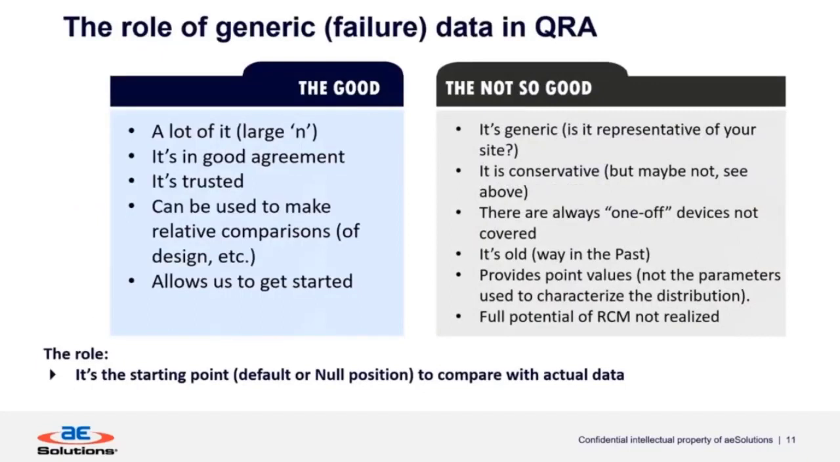Generic failure data, the good: there's a lot of it. There's a large N. We'll talk about what N is in a few slides. It's in good agreement in general. It doesn't vary much. It varies by less than an order of magnitude between different sources of generic data. That's generally been, I've seen that stated many times, in many places.